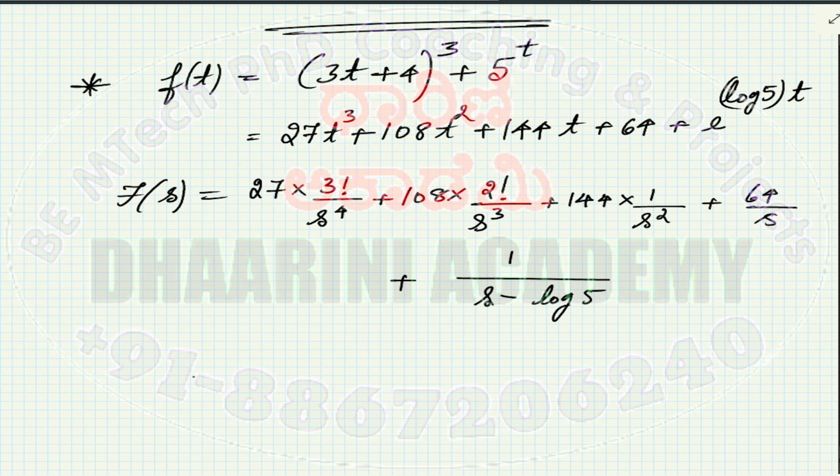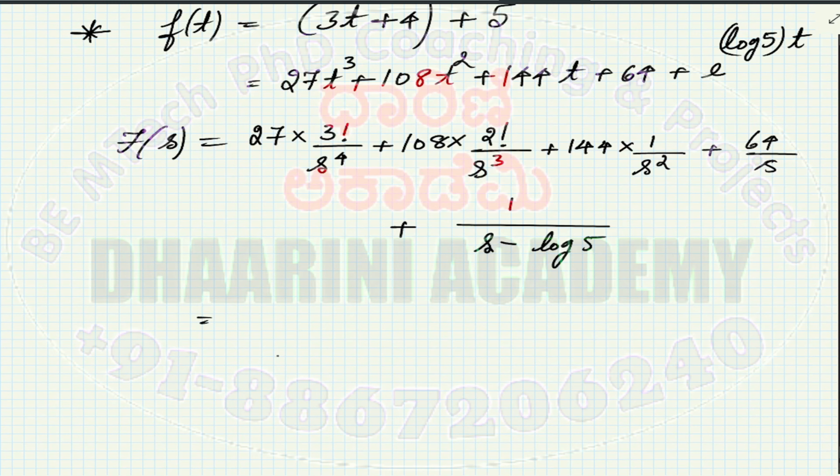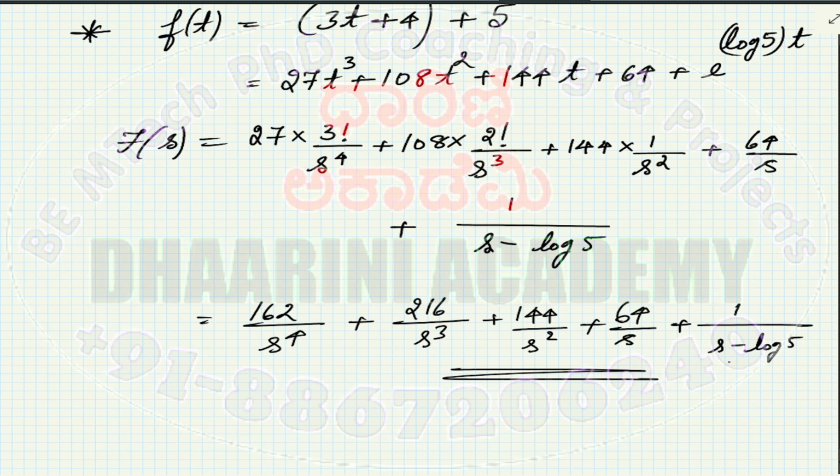All right, so let's simplify this now. 27 into 3 factorial should be 162 divided by s to the power 4. Plus the next term is 108 into 2 factorial is 216 divided by s cube. Next number 144 by s squared plus 64 by s plus 1 over s minus log 5 is the final answer.